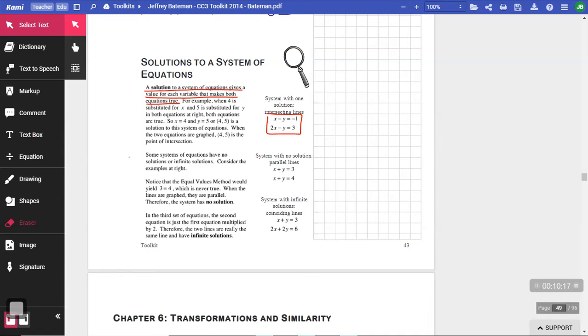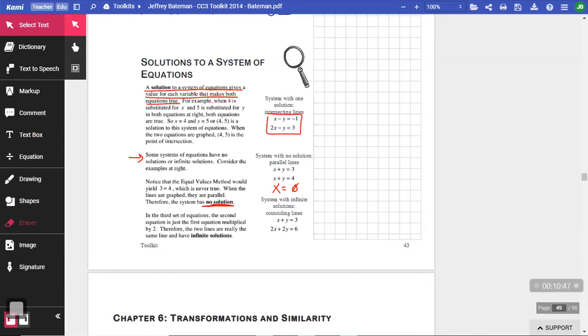Now some equations have no solutions or infinite solutions. Consider the following examples. Notice that the equal values method would yield 3 equals 4. Now they're not showing us the equal values method, but basically they're saying that these would have no solution if we solved it. We would get the variables drop out and get an untrue statement. And therefore it has no solution. In this case, we would write x equals null.